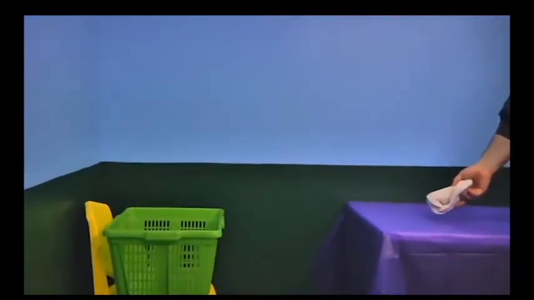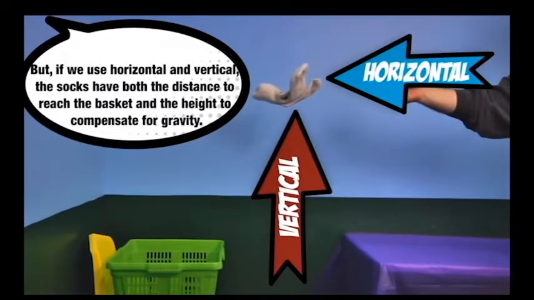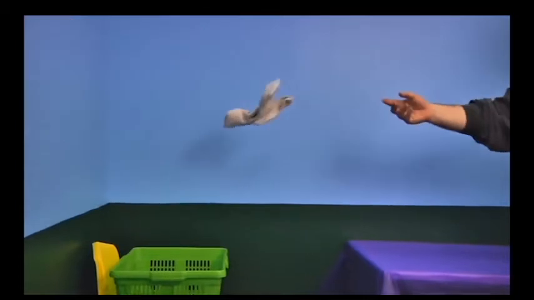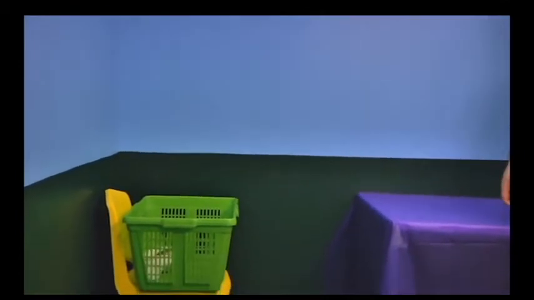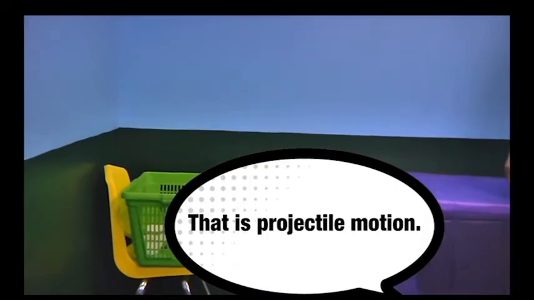If we do an arc, which is the projectile motion, we have horizontal and vertical. This is how we get that parabola shape in order to get our sock into the basket. And that's the combination of horizontal and vertical. And that's projectile motion explained.